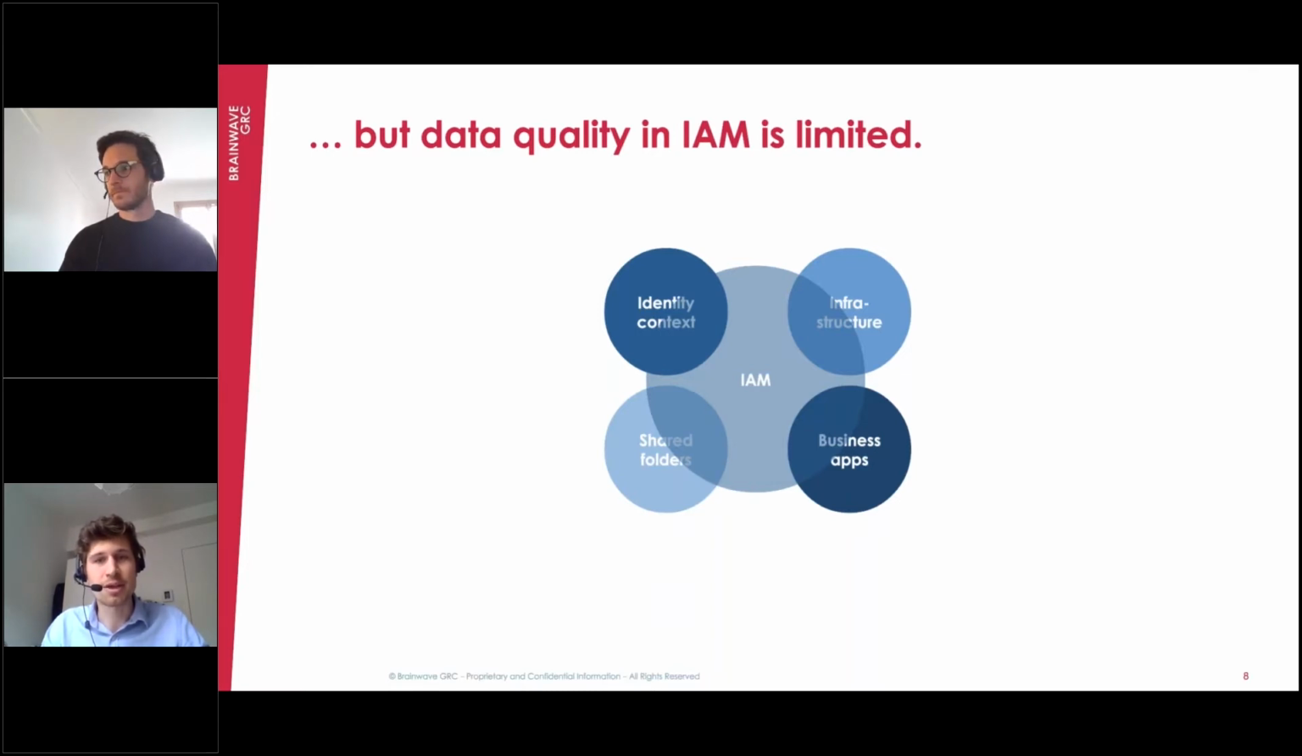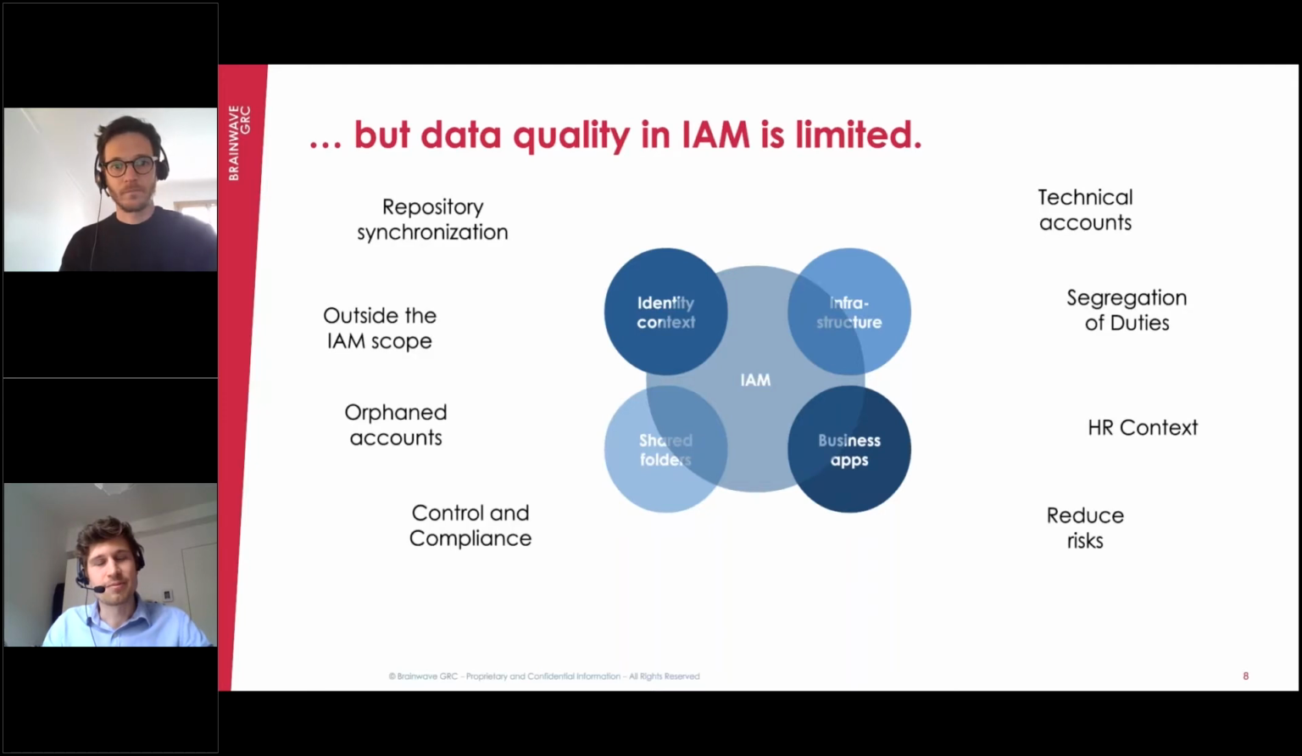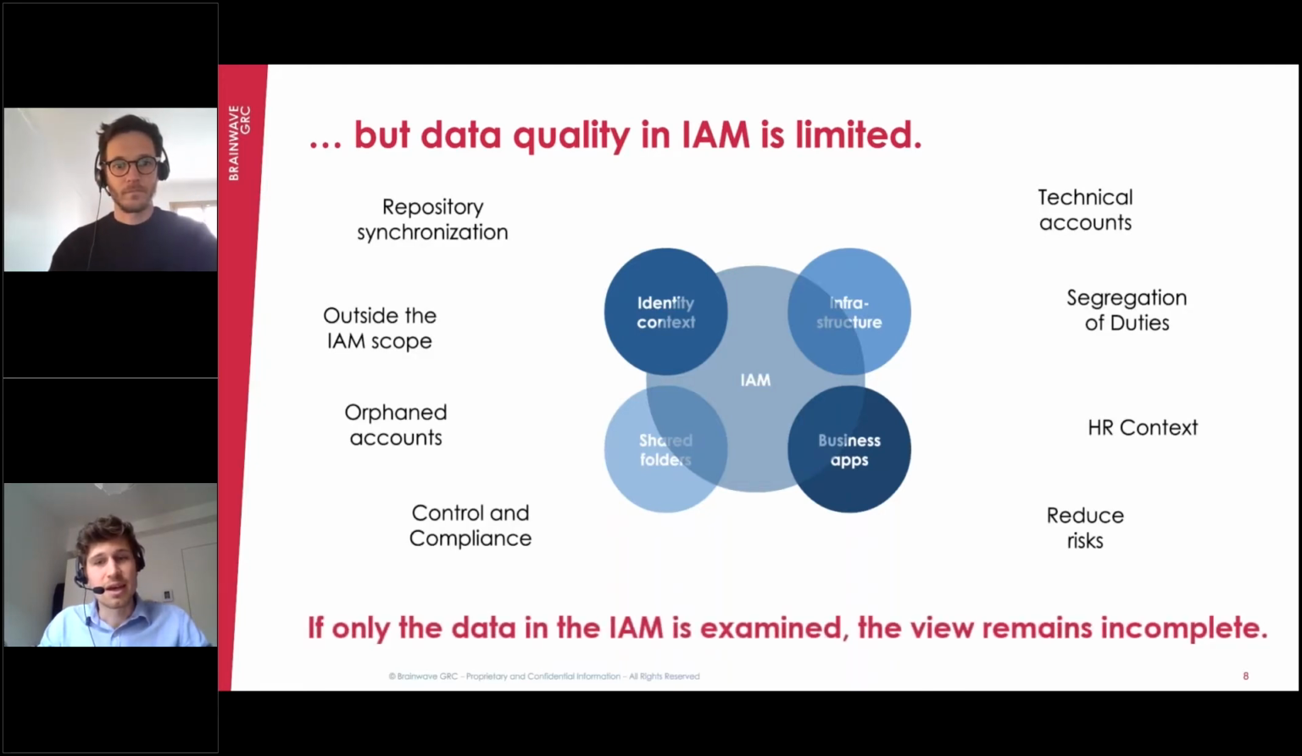When we are thinking about a bank, for instance, you have more than 200 applications. Is the IAM system connected to them to know exactly what people have access to? That's not the reality. So we are limited with IAM, and because of that, we are not able to take a good decision on the data.